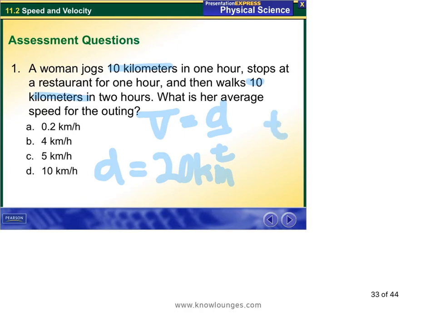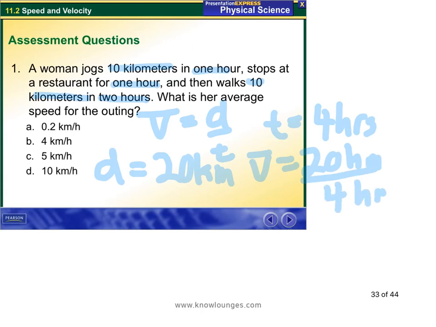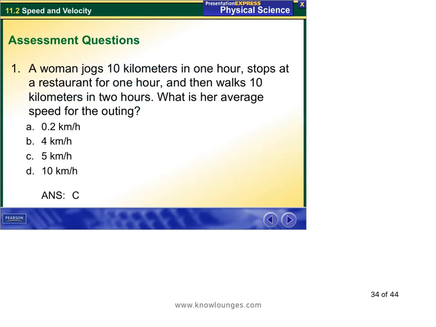Time, we had 1 hour, another hour, and then 2 more hours. So 1, 1, 2 is going to be 4 hours. Do a little division to get the speed. 20 kilometers divided by 4 hours is going to give us 5 kilometers per hour, as shown here.